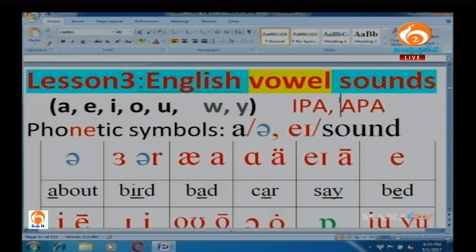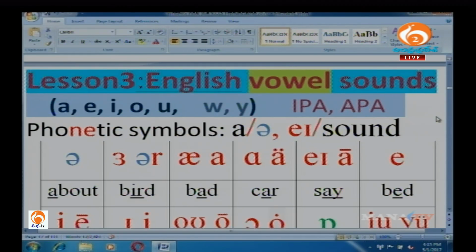English vowel sounds. Why are we teaching vowels? These are the most important sounds. What is a vowel sound? You know that there are letters A, E, I, O, U, 5 vowel letters in English, and W and Y. Sometimes they sound like vowel sounds, so we call them semi-vowels, W and Y. So let's say A, E, I, O, U, 5 vowel letters, and W and Y, 2 semi-vowel letters. So at the most 7.